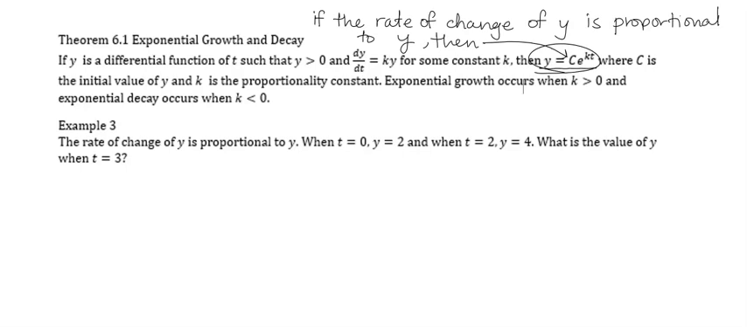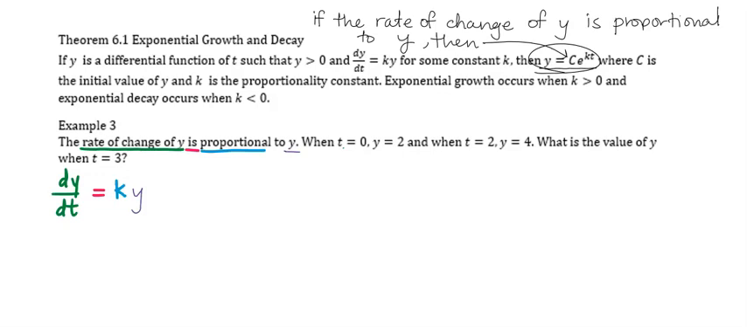So in example 3, we have that the rate of change of y is proportional to y. That first sentence means that the rate of change of y, which is dy/dt, and I'm using t because I can see they're using t as an independent variable in here, is equal to, proportional to, I need a constant of proportionality, y. So I have dy/dt is equal to ky.